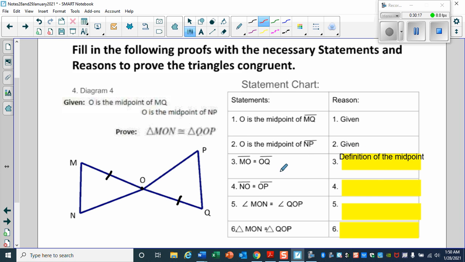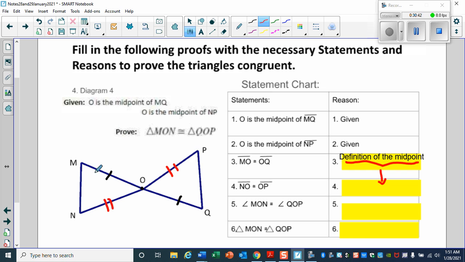And then they're also saying, same definition, you can just repeat. So whatever I wrote here, you could also rewrite in this box too. For box number 4, NO will be congruent. So OP.